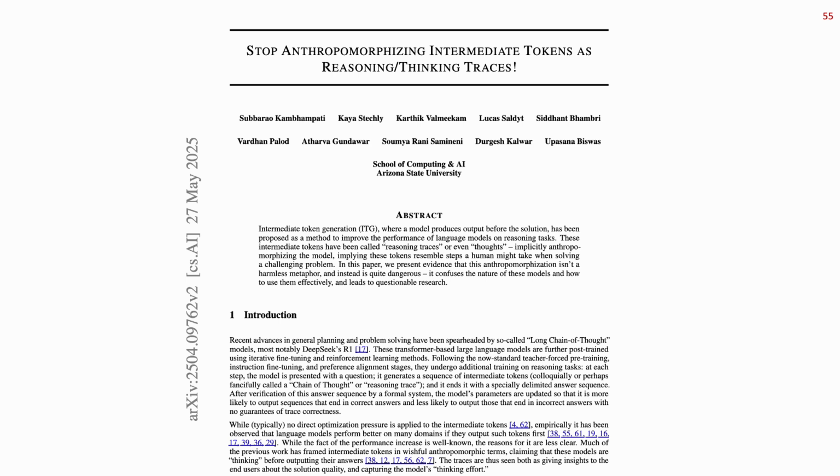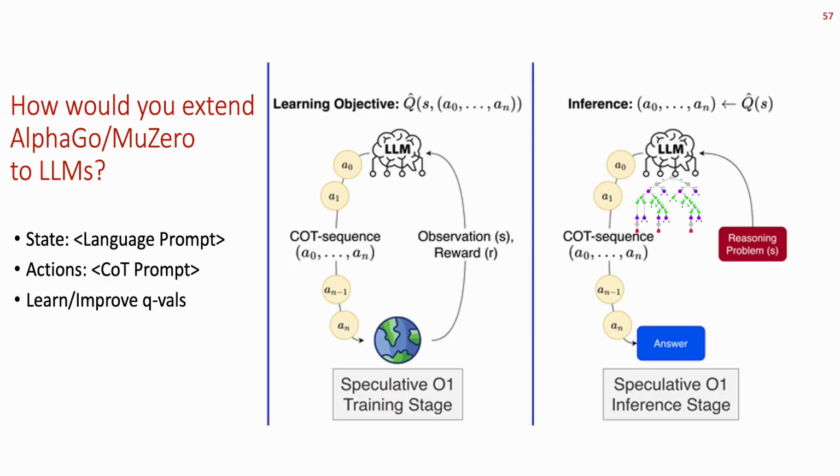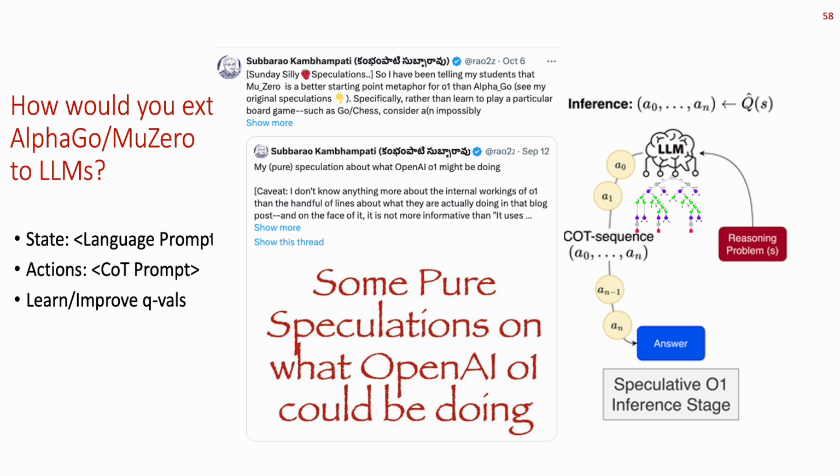On the whole, we basically wrote this question paper, kind of taking all these points to say, stop anthropomorphizing intermediate tokens. It's not actually needed. And in fact, there can be better ways of doing RL that maybe in fact Google is doing.